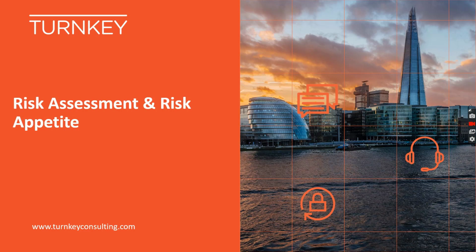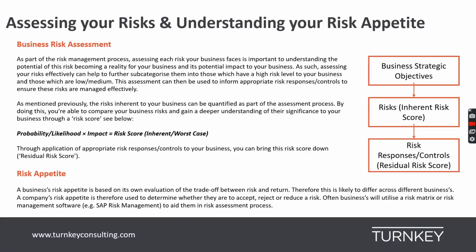Now, having established your business's risks, you then need to assess them, i.e., how serious is this risk, and how does it compare to the other risks? Therefore, assessing your risks effectively will help you to subcategorize them into those which have a high, medium, or low level in relation to your business. This assessment can then be used to inform appropriate risk responses and controls to ensure these risks are managed effectively. So as I mentioned before, you can quantify your risks, giving them a risk score. As you can see from the formula, you've got the probability or likelihood of the risk occurring multiplied by its impact, and this is usually driven by the financial impact it could have.